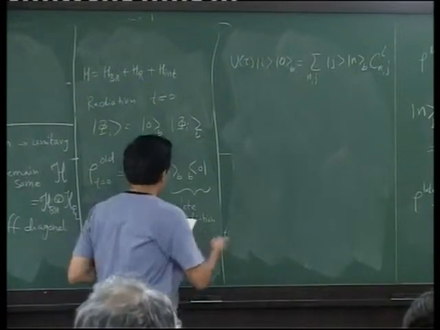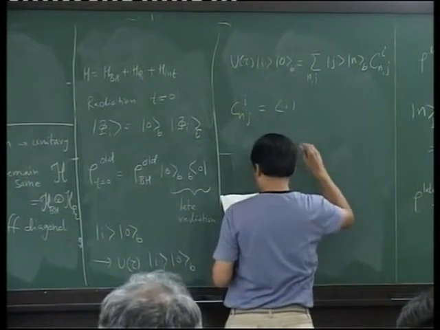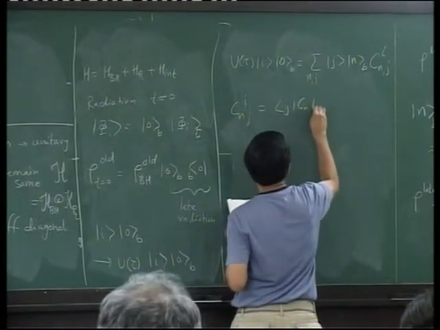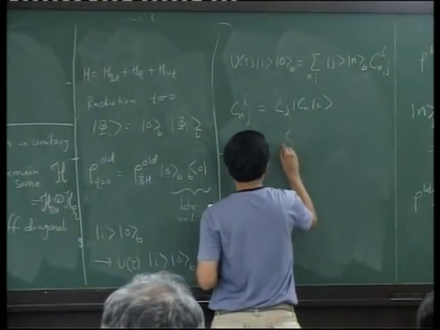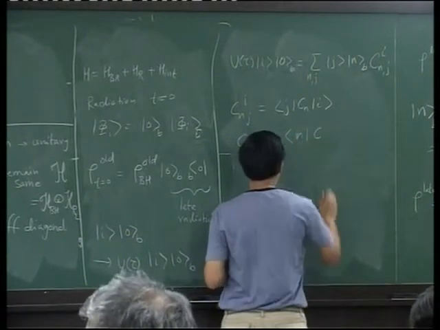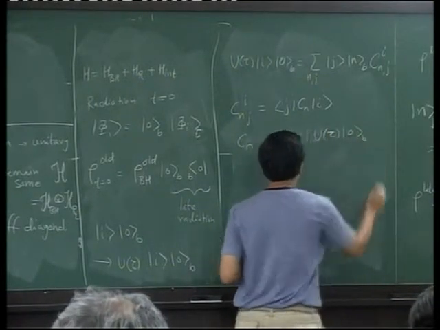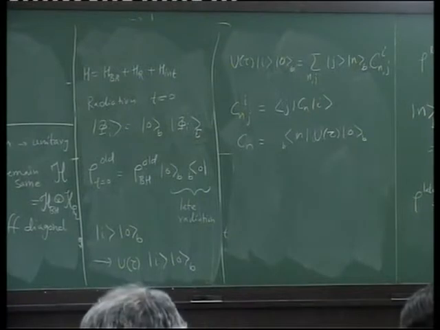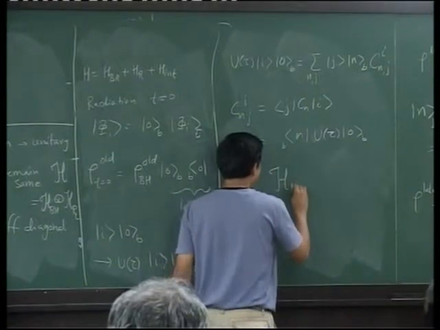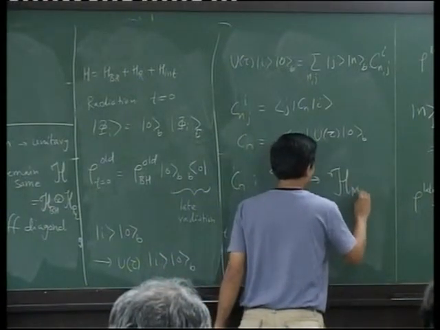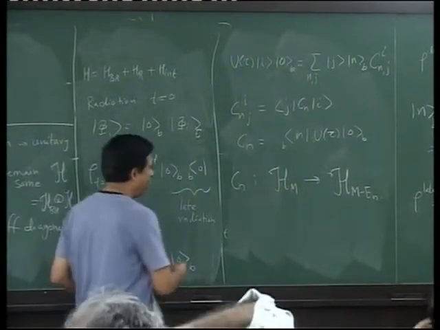Fine. So Cnji can be written as... sorry, and Cn itself is an operator which is the expectation value of this unitary transformation from 0 to n. So what does this do? The Cn is actually a map from Hm to Hm minus e. And C dagger of course would do the reverse.